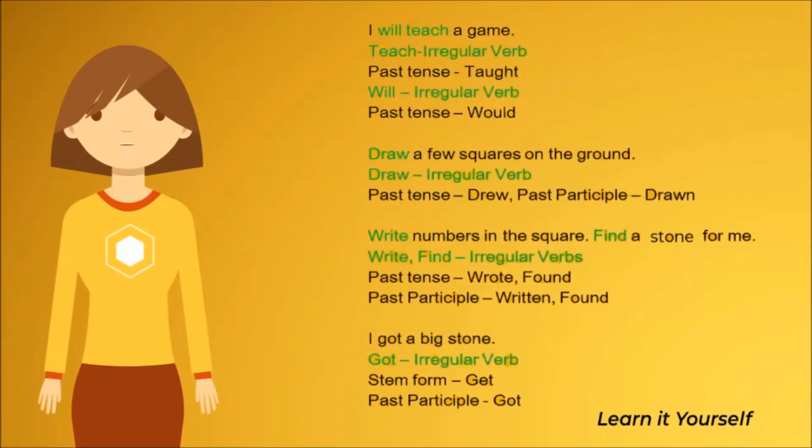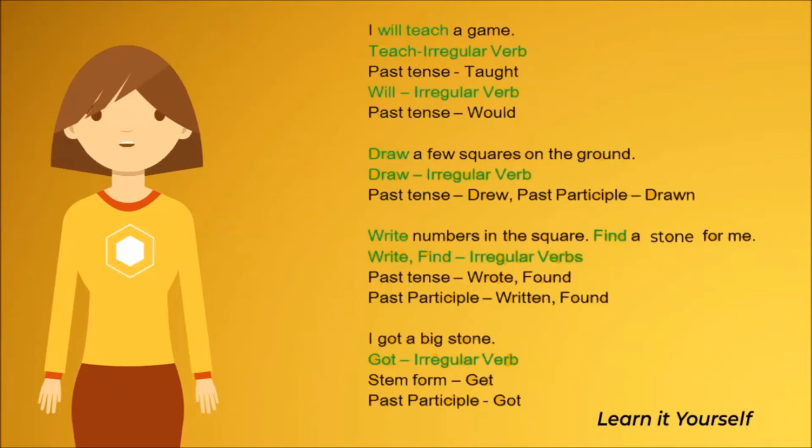I will teach a game. Teach is an irregular verb. The past tense is taught. The past participle is also taught. Here it does not end in ed. Similarly, will is also an irregular verb. The past tense is would.